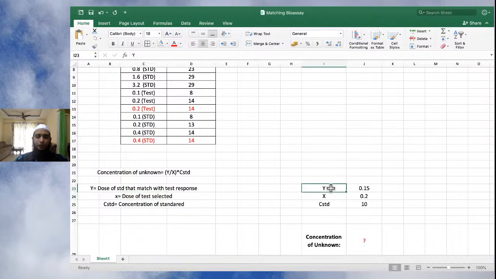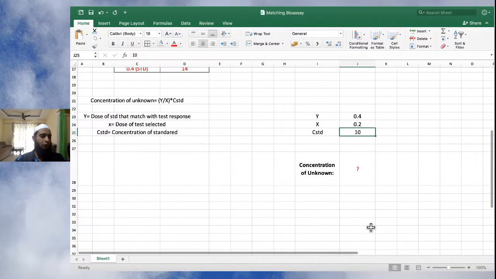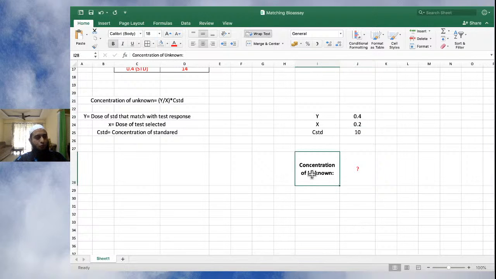So I am writing those readings here. Y is the dose of the standard that matches with the test response. Which dose of the standard matches with the test response? It is 0.4, so I am writing that here. Then X is the dose of the test that is selected. What dose of the test have you selected here? You have selected 0.2 ml, so I am writing 0.2 ml over here, right? And C standard, the concentration of the standard, is 10 microgram per ml. Now what we need to calculate? We need to calculate the concentration of the unknown, so I have written a question mark in front of that.